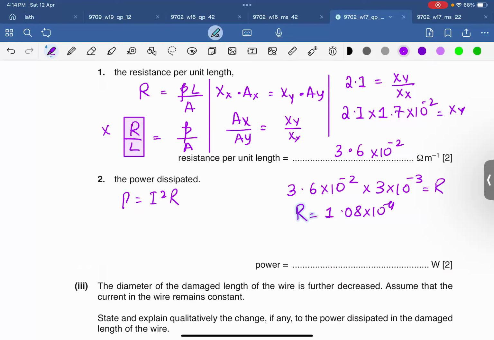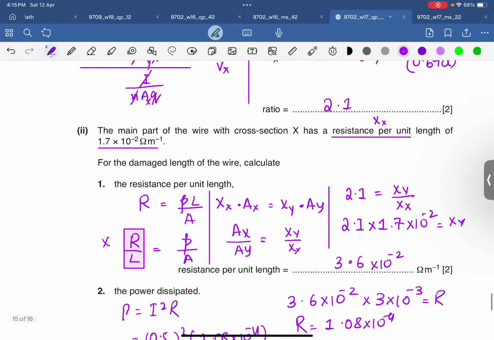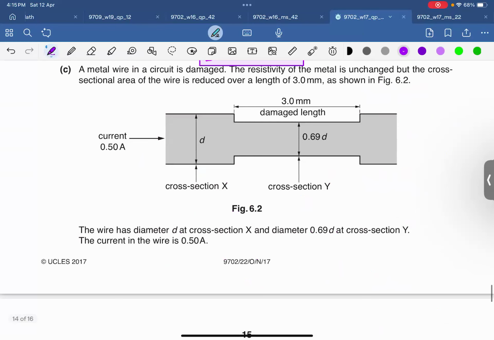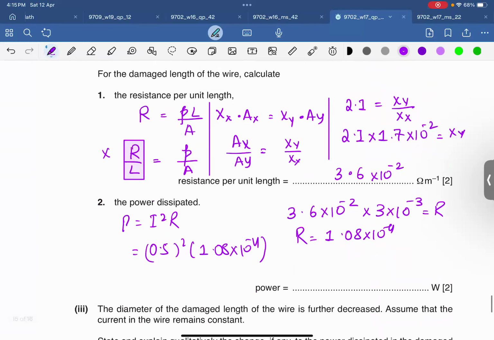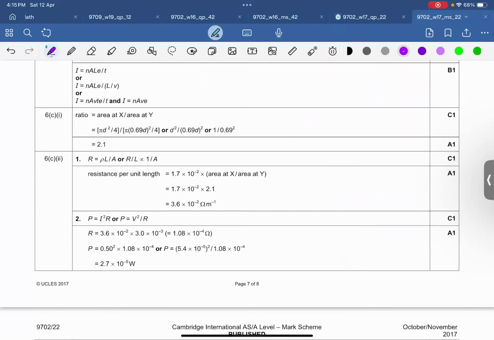So you can just take the current as 0.5 squared, and the resistance as 1.08 exponent negative 4. That would be 0.5 squared into the answer. So the power dissipated is 2.7 exponent negative 5. Is it correct? Yes.